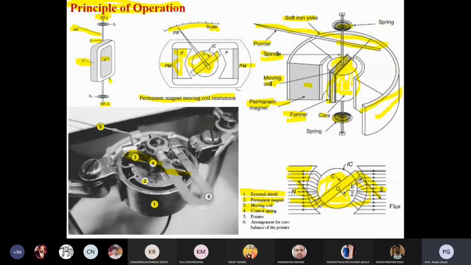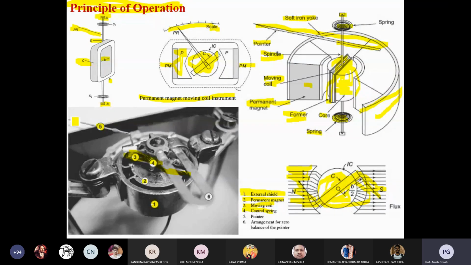So it is your pointer, and finally 6 is the arrangement for the zero balance of the pointer. Yesterday in my last class I told you that sometimes you give some minimal voltage or current to the coil, but the pointer is not deflecting. Its position is in the negative term, almost negative, just above zero.